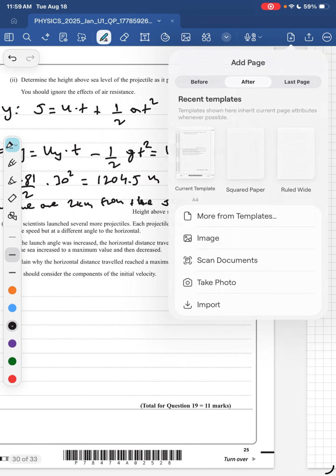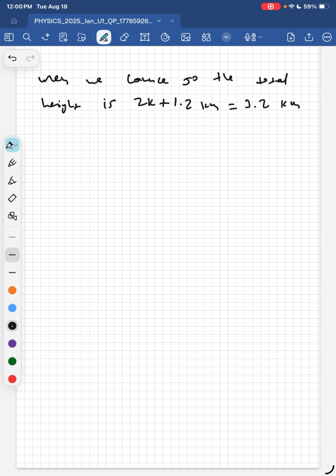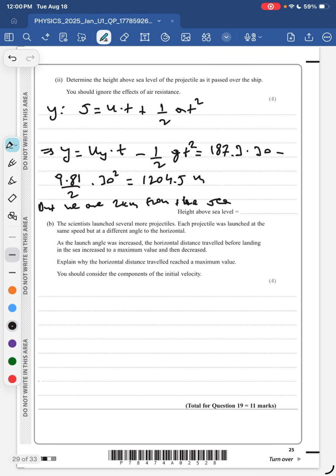Let's use a clean page. We are 2 kilometers from the sea when we launch. So the total height is 2 kilometers plus 1.2 kilometers, so 3.2 kilometers. So this was part 2, and we're left with part B.